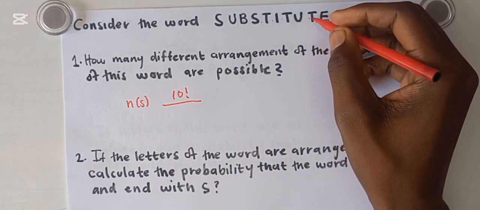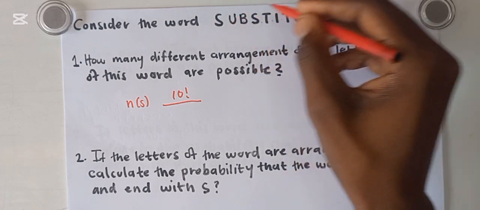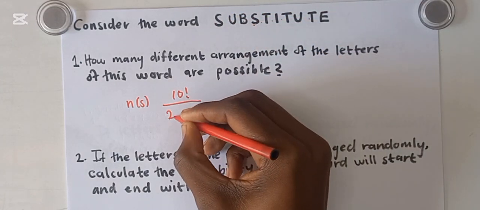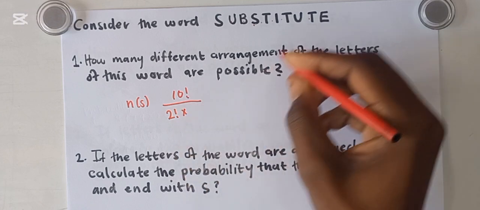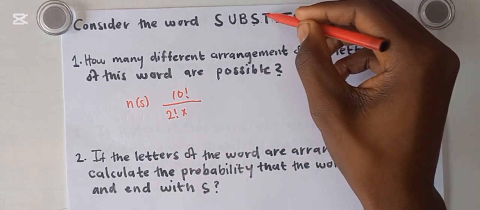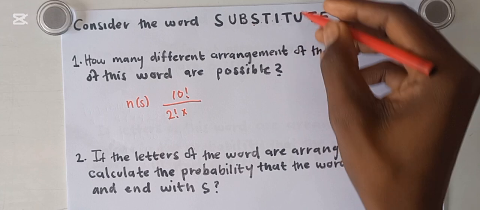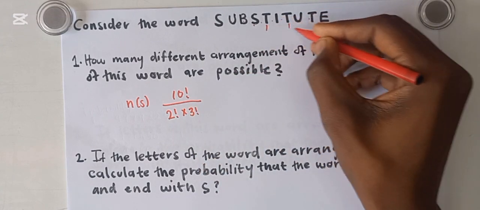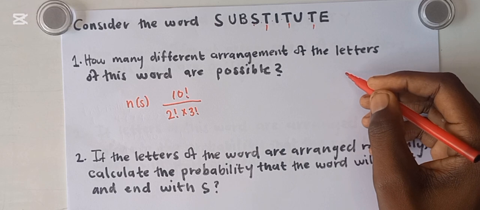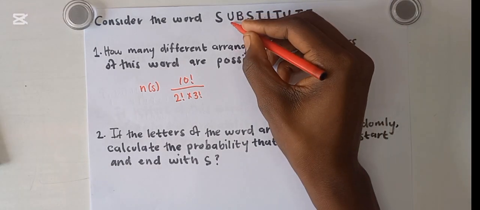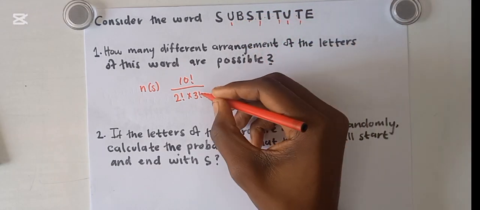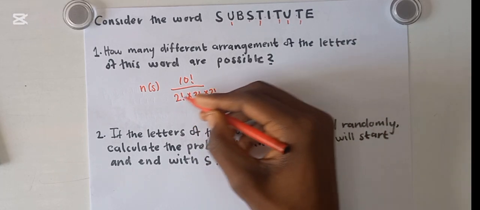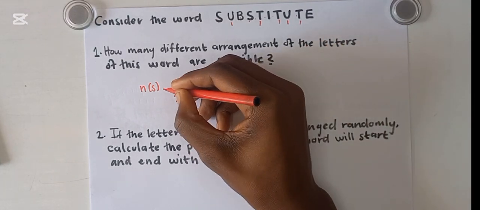How many letters repeat here? We have 2 s's, which is 2 factorial, multiplied by the t's, which is 1, 2, 3. We have 3 t's, which is 3 factorial. This one, and this one. And what do we have also? We also have u, which is this one, so you also have to write 2 factorial. Remember, these are the repeated letters. We count how many of them and then we calculate it.